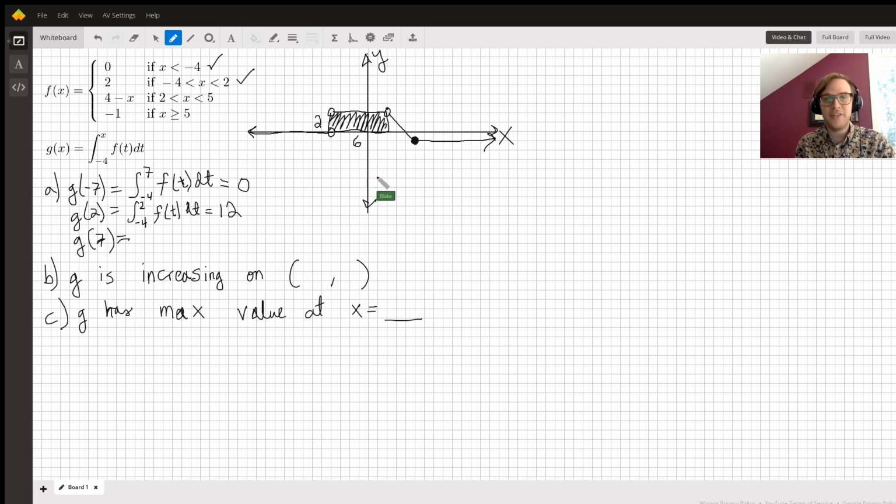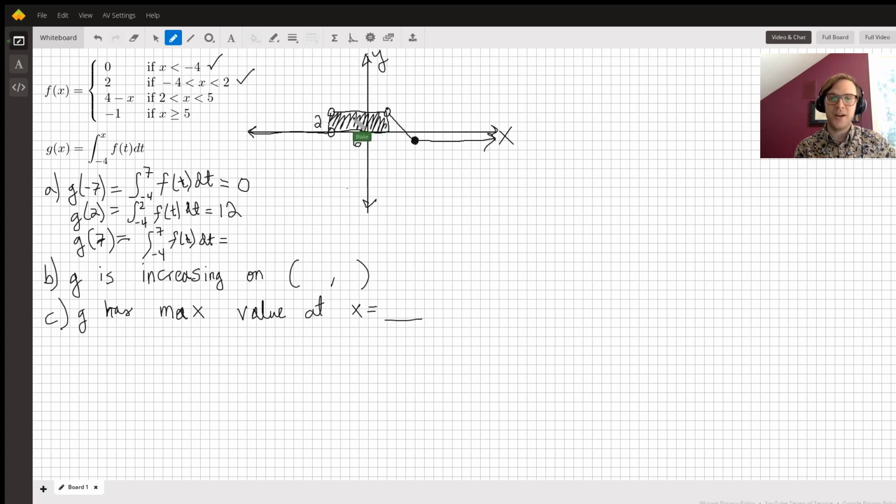And then for g of 7, we're going to continue getting the area from -4 to 7 of f of t dt, again just using simple geometry. But we have to be careful when the graph goes below the x-axis. The areas under there are going to end up being negative. So we're going to add those negative areas to whatever we get in the positive areas.